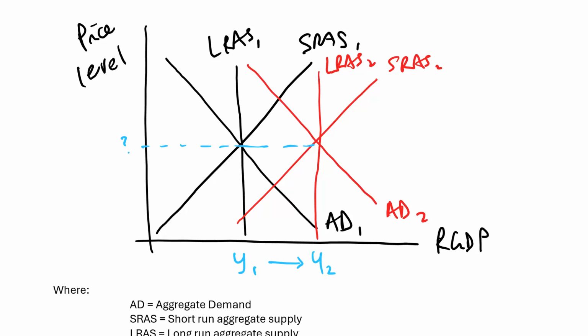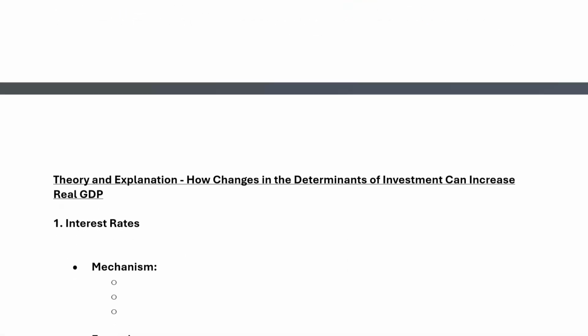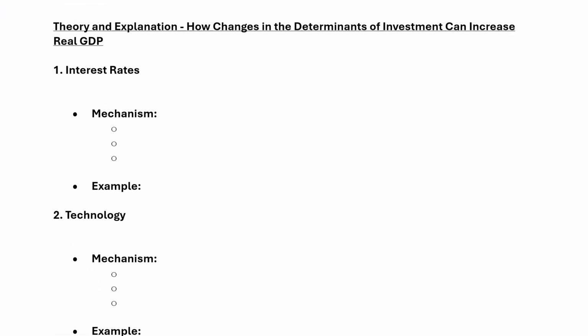Okay, so let's move on to the next part of this question. So here we're going to do a bit of theory and explanation. We're going to answer the actual question. So we have to explain how two determinants of investment can increase our GDP. The most obvious ones that I can think of are interest rates and technology. Okay, so let's do the interest rate one first.